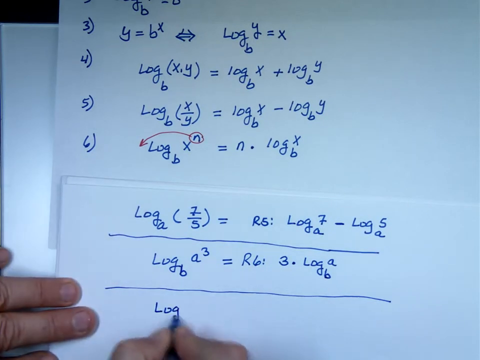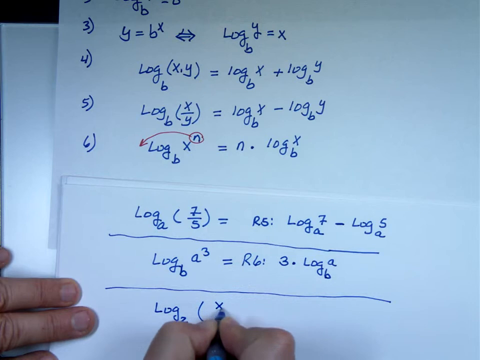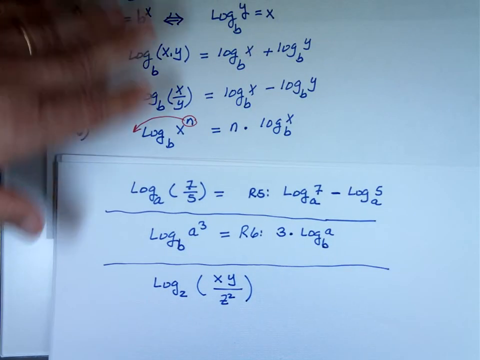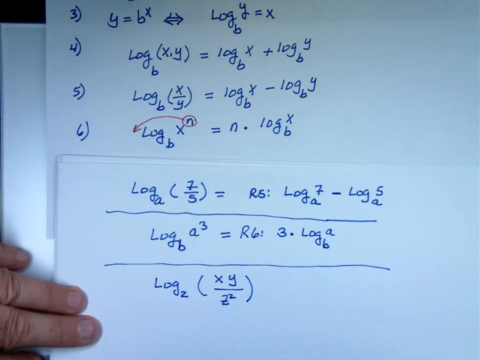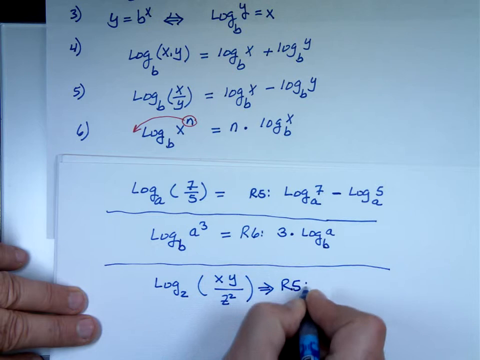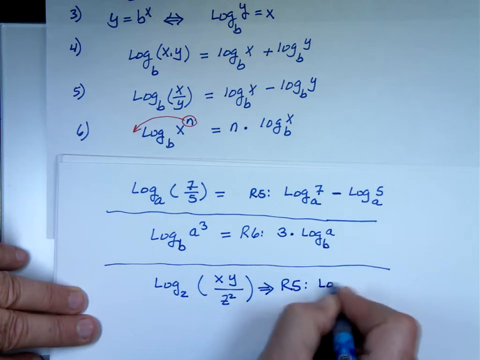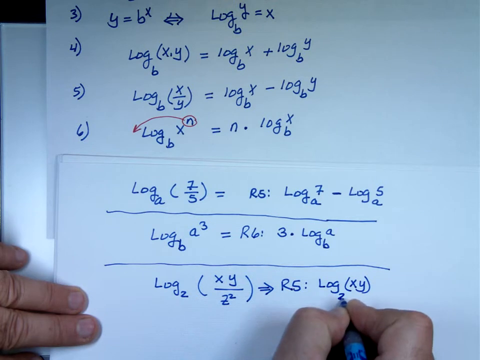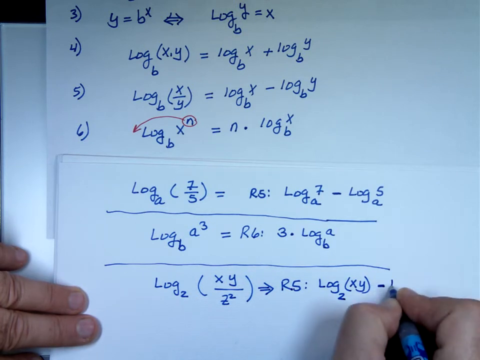Log base 2 of xy, that means x times y, divided by z squared. Subtract. Some will say fractions. I heard someone say subtract. I like that. So that'll be rule which one? 5. It's the log of the top minus the log of the bottom.